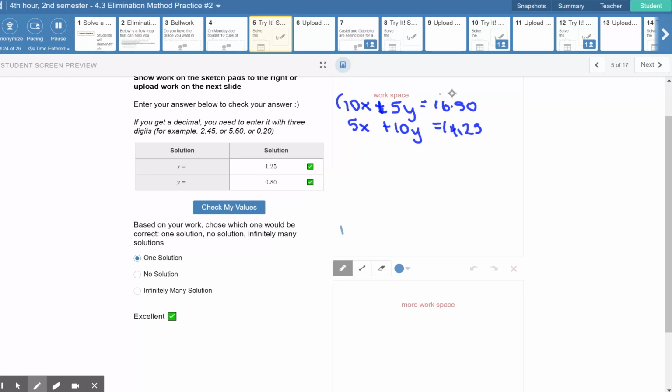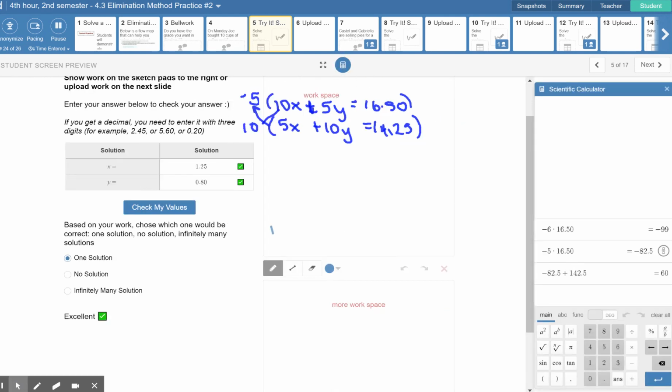Now we want to create opposites. So if you use the flow map, we make the 5 opposite, and then we keep the 10 the same. Now I really like to use the calculator. I kind of like to do them all at once, so I don't have to switch back and forth. But that's fine. It depends on what you want.